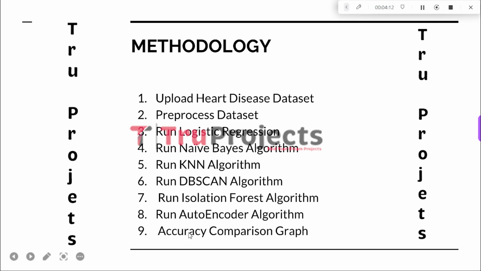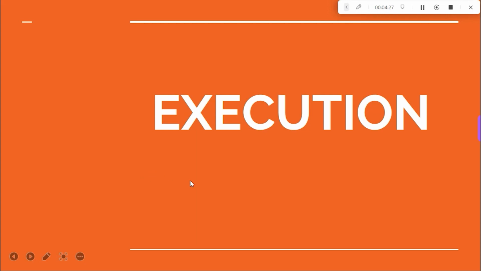And the ninth module is accuracy comparison graph. This module calculates and plots the accuracy of different algorithms. The comparison graph provides insight into the performance of each algorithm in predicting heart disease. The execution of the project.